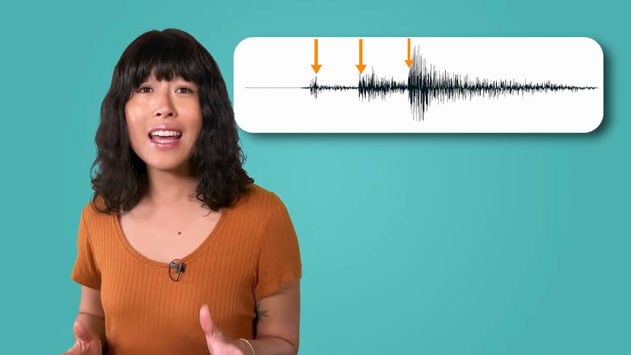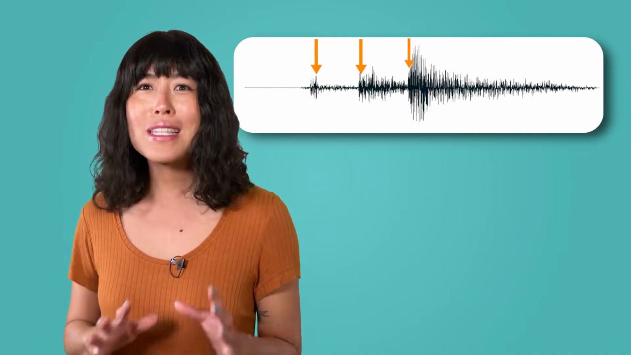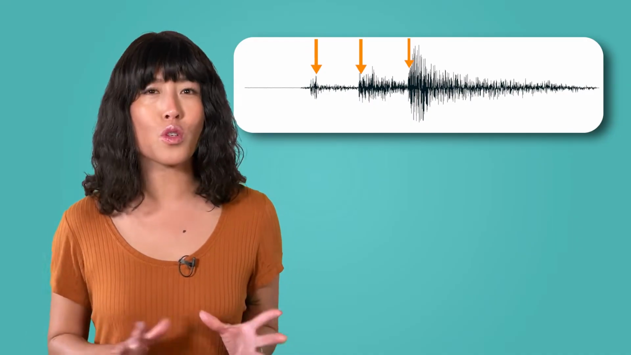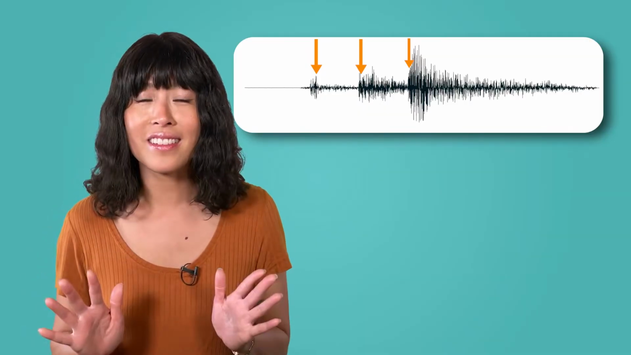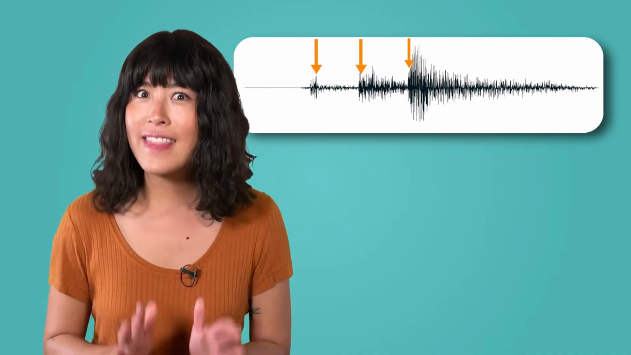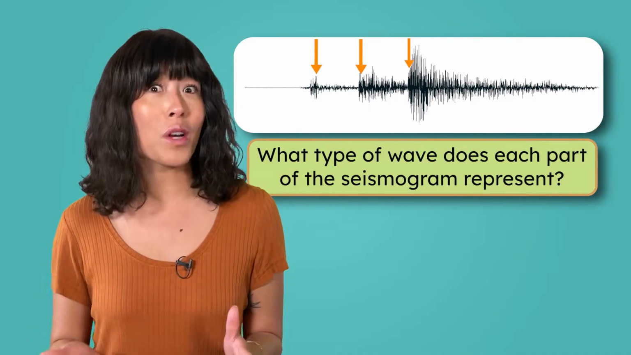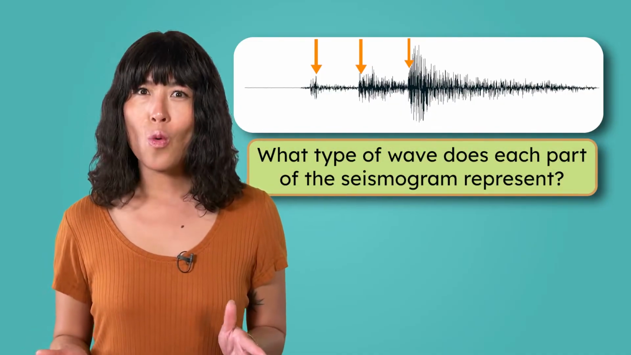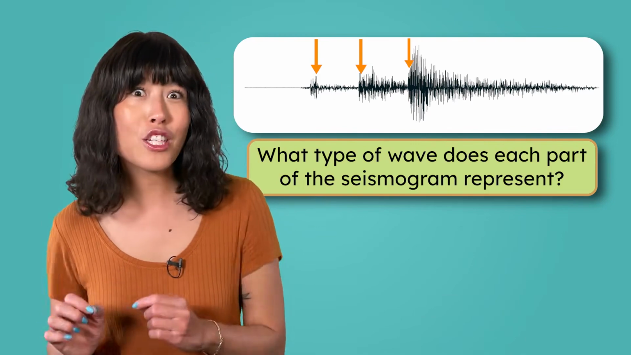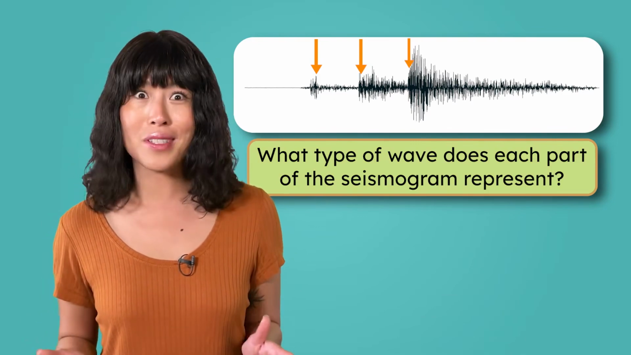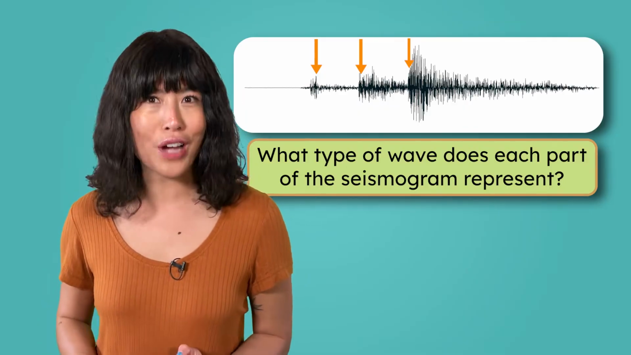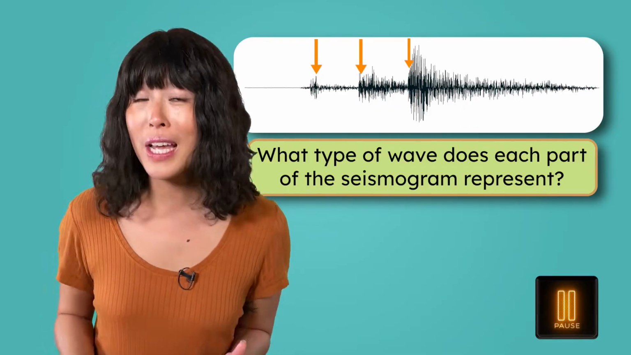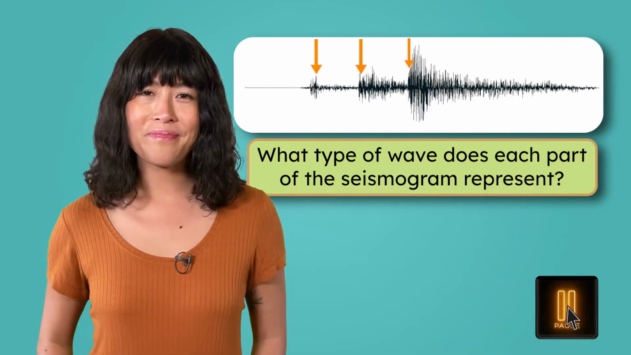Take a closer look at this seismogram. You can see several different wave patterns recorded at different times. Before I label anything, pause for a moment and think. Based on what you already learned about seismic waves, which type of wave do you think each part of the seismogram represents? Pause the video and record your prediction in your guided notes. Be sure to explain your reasoning.